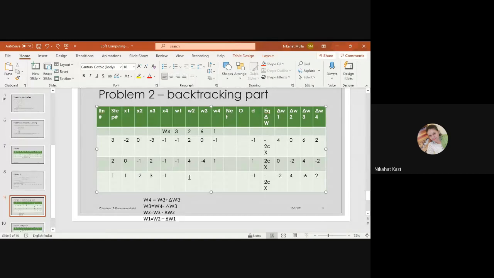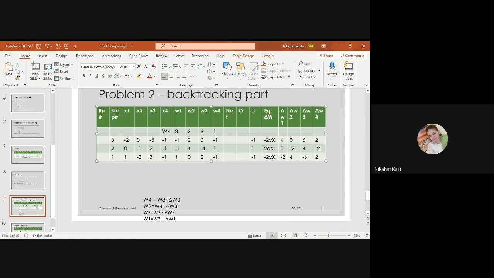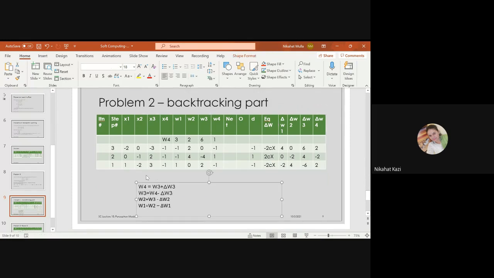And now just subtract these two vectors, you will get W1. So minus 1 plus minus 1 minus of minus 2, that is 1. What is the vector W1? Can anyone tell me? 1, 10, 2, minus 1. Okay. So that is W1. So this is how you will solve this problem by backtracking.